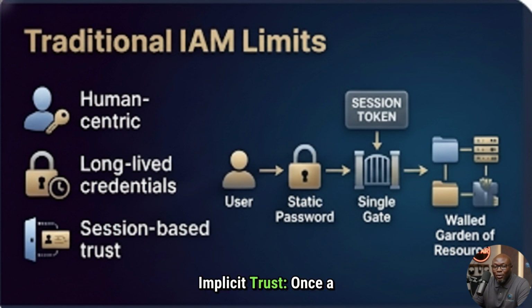Implicit trust. Once a user provides a password and MFA at 9 a.m., they are trusted for the rest of the day. The session fallacy. Traditional IAM trusts the session, not the action. If an attacker hijacks that session, they inherit that all-day trust.